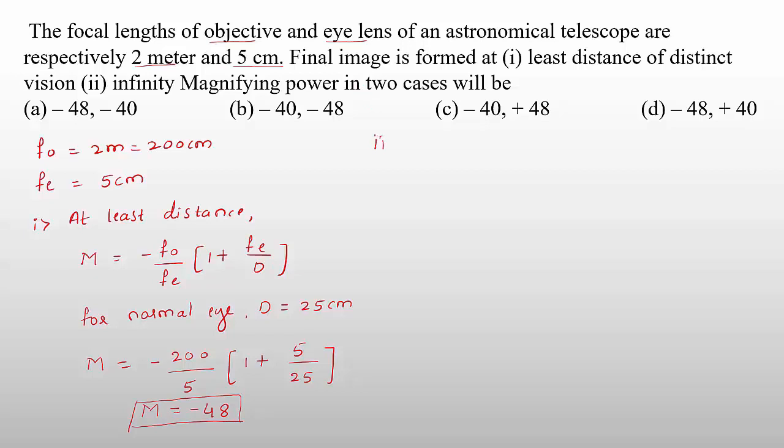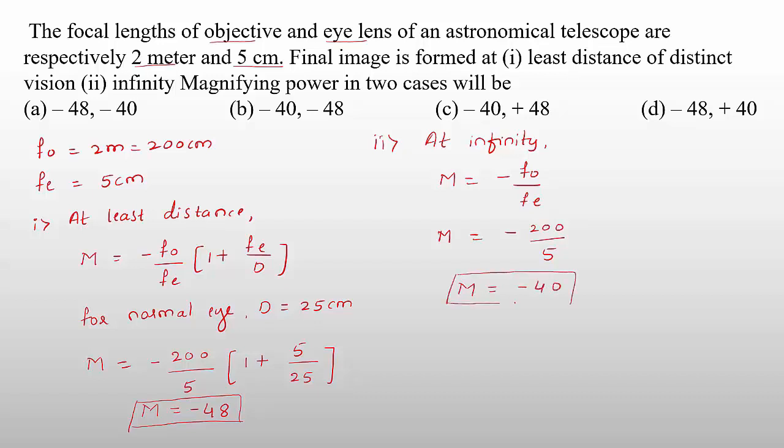Now come to the second case. Here it is at infinity, right? Image at infinity. So we have the equation M equal to minus FO divided by FE. So M equal to minus FO value will be 200 divided by 5. So M we got minus 40. At least distance we got minus 48 and at infinity we got minus 40. This is the magnifying power of the astronomical telescope. So minus 48, minus 40, that is option A is right.